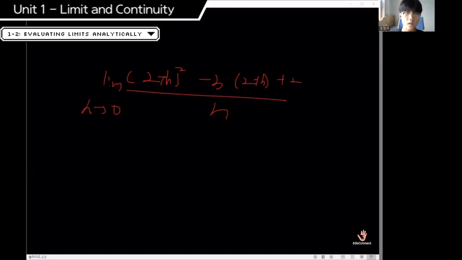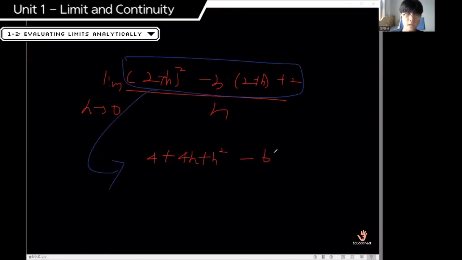In the numerator, I'm going to multiply some of the terms to get rid of all these parentheses. When I evaluate 2 plus h squared, I get 4 h plus h squared. When I distribute the minus 3, I get negative 6 minus 3h, and I have this plus 2. And all of this is over h. Now, when I simplify the numerator by combining like terms, I end up with h squared plus h all over h.